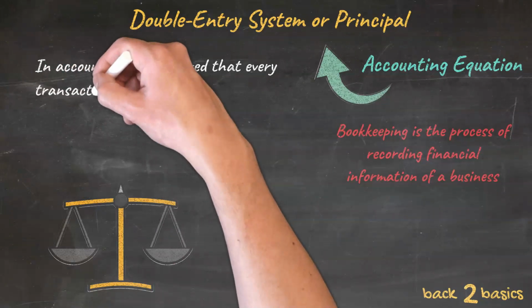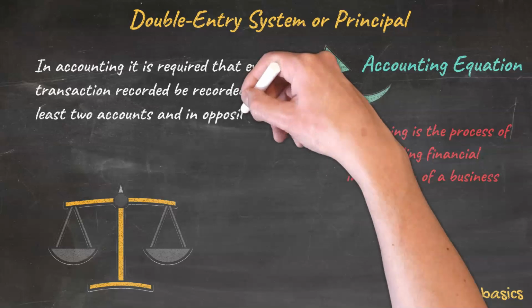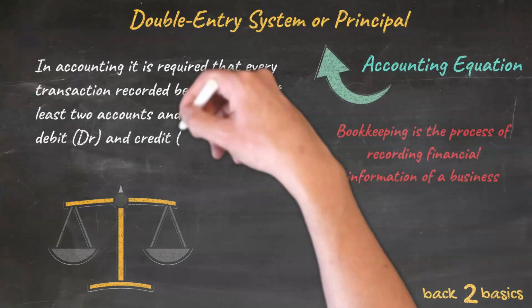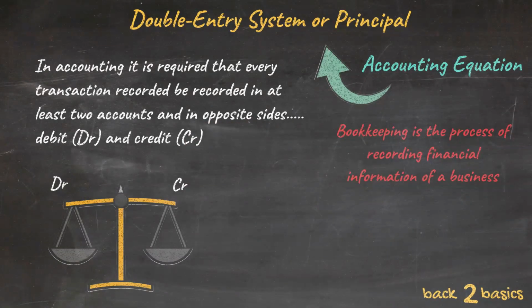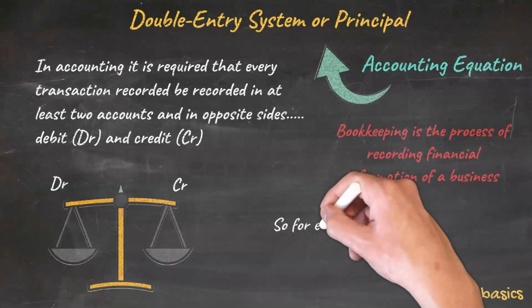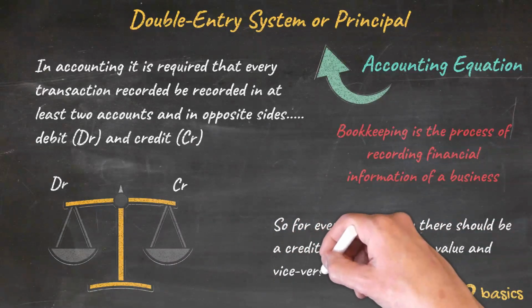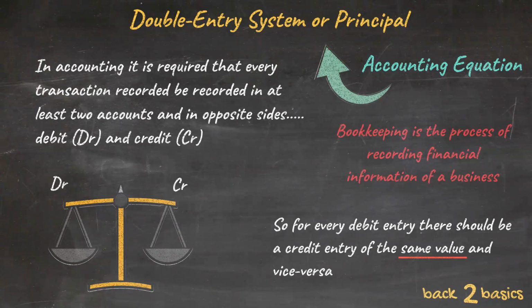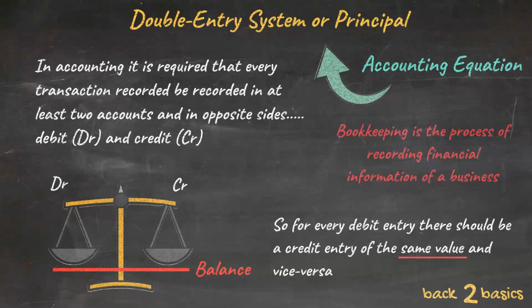In accounting, it is required that every transaction recorded be recorded in at least two accounts and in opposite sides. We call the one side a debit and the other side a credit. So for every debit entry, there should be a credit entry of the same value and vice versa. This practice ensures that the accounting equation always remains balanced in that the left side value of the equation will always match the right side value.